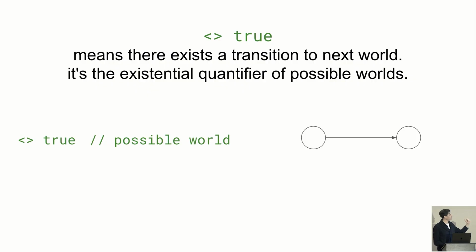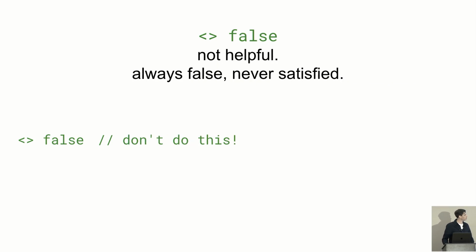And now we're going to look at diamond true. And this means that there exists a transition to the next world, if it's an existential quantifier for possible worlds. You may have picked that up earlier on. So if you write diamond true, what we mean is that there's a world and we can get to another world. Okay, if we write diamond false, this is not helpful, okay?